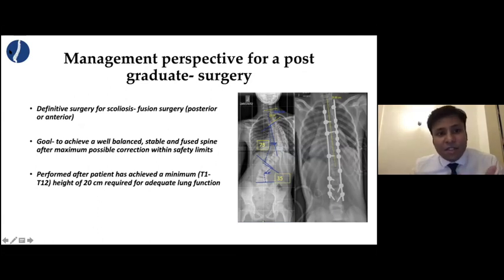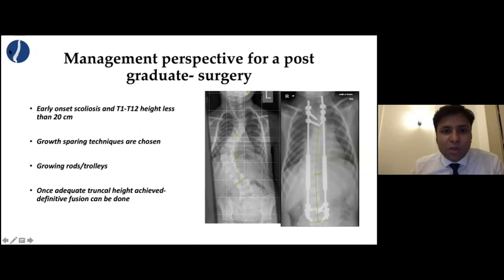The definitive surgery for scoliosis is a fusion surgery. It can be either posterior or anterior. Nowadays, the trend is more towards doing posterior surgery. The goal is to achieve a well-balanced, stable, and fused spine after maximum possible correction within safety limits. So 100% correction is never the aim. We have to do the correction, but within safety limits, and achieve a fused spine, which is stable and well-balanced. It is performed only after the patient has achieved a minimum T1 to T12 height of 20 centimeters, which is required for adequate lung function.